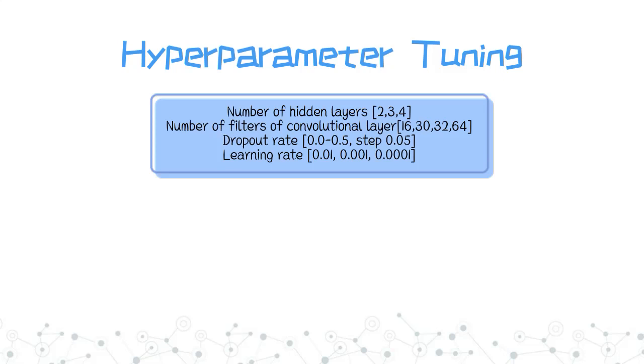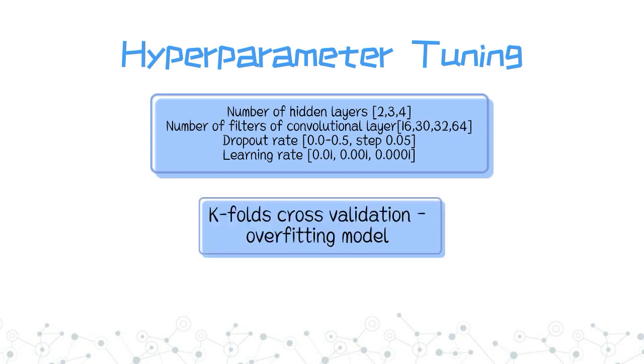The number of hidden layers is set in a range from 2 hidden layers to 4 hidden layers. The number of filters is set as 16, 30, 32 and 64 filters. The dropout rate is set in a range from a minimum value of 0.0 to a maximum value of 0.5 with a step of 0.05. A set of values for learning rate is determined as 0.01, 0.001 and 0.0001.